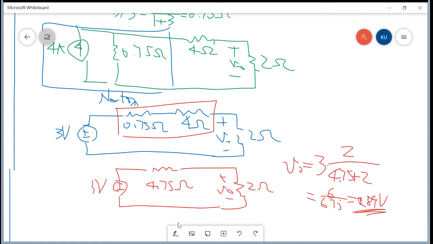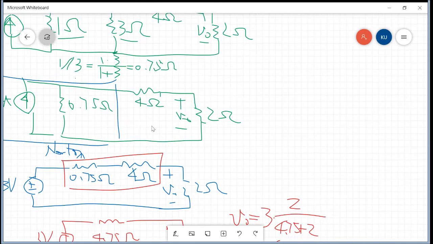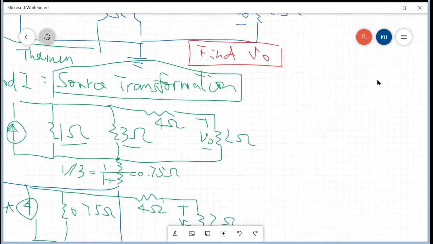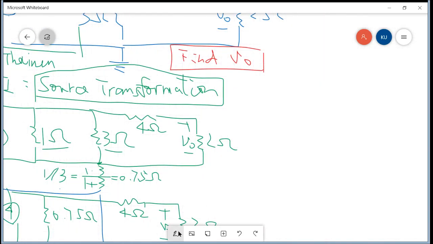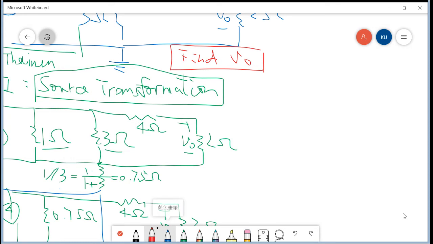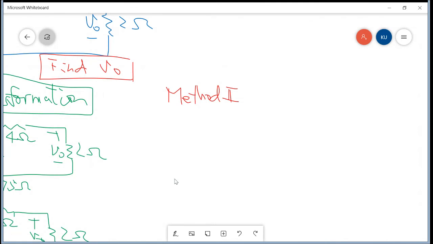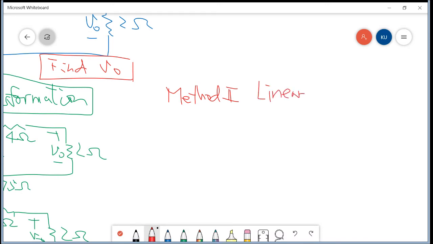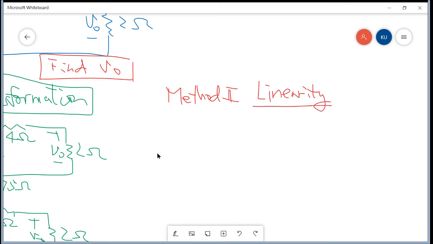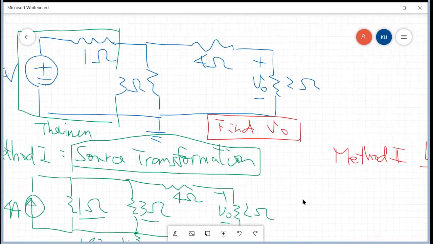Okay, so this is the source transformation method for solving this question. For method 2, we can use the linear property. Use linearity to solve it. Okay. So what's the point for linearity?